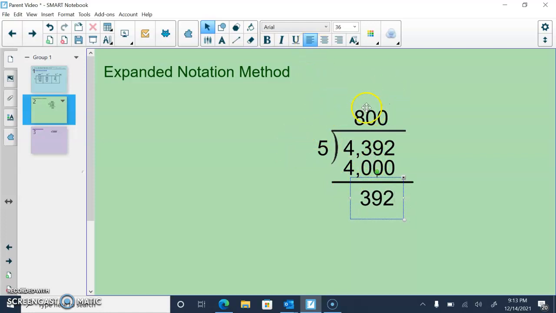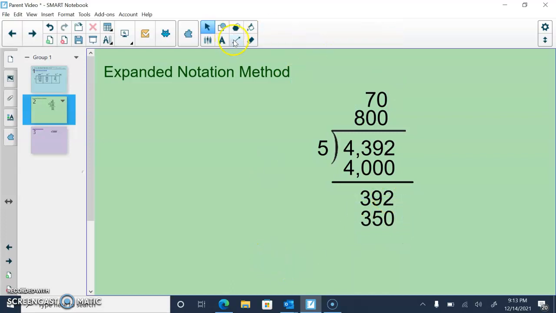Now above my 800, since I've done my hundreds place, I now want to do my tens place. So I'm asking myself 5 times how many tens is going to get me close to 392. And we know that that's going to be 7 tens, for an answer of 70. 5 times 70 is 350. Take that away from 392. And we'll have that 42 left over again.